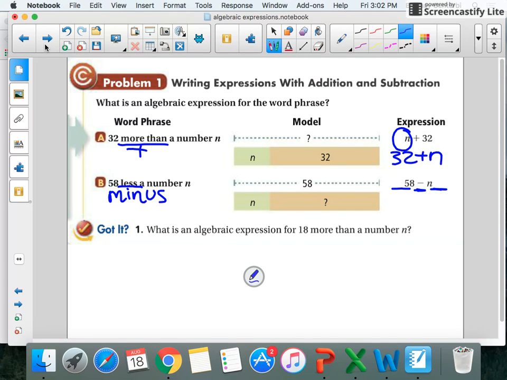What is an algebraic expression for 18 more than a number n? So again, we have more than, so we're going to put the number first, n, and then more than means addition, so we're going to put plus, and then our number, 18. And that would be our algebraic expression.